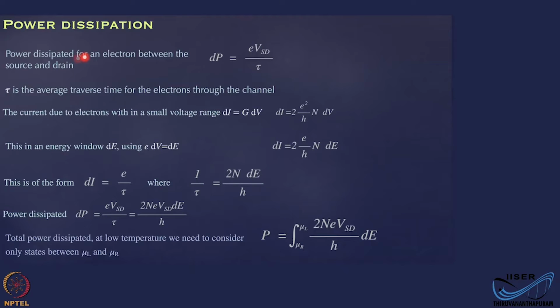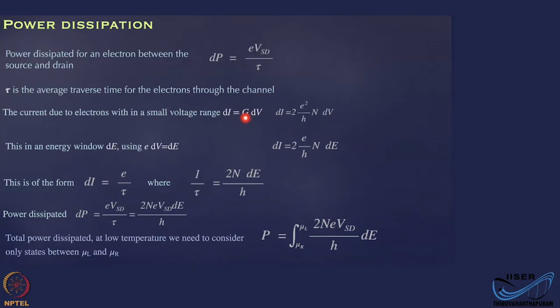Okay, so the power dissipated for the electron between the source and drain is dP, is this voltage divided by the time taken, this tau. Okay, eVSD by tau. Now, let's look at what is the current. Okay, we want to calculate the power, so we have the voltage now, and we need to know the current. Then we can calculate the power from that. Okay, so the current due to this electron in this small voltage range, the assumption here is eVSD is always small. It is much smaller than the width of the Fermi distribution.